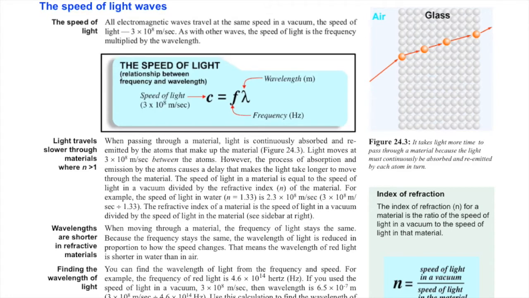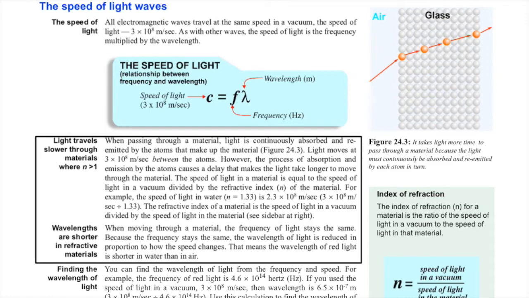This right here is your first equation in physics. The speed of light, which gives you the relationship between the frequency and the wavelength. C stands for the speed of light, 3 times 10 to the 8th meters per second. F means the frequency, or how often the wave wiggles, which is measured in hertz. And that is the Greek letter lambda, which stands for wavelength, which is measured in meters.